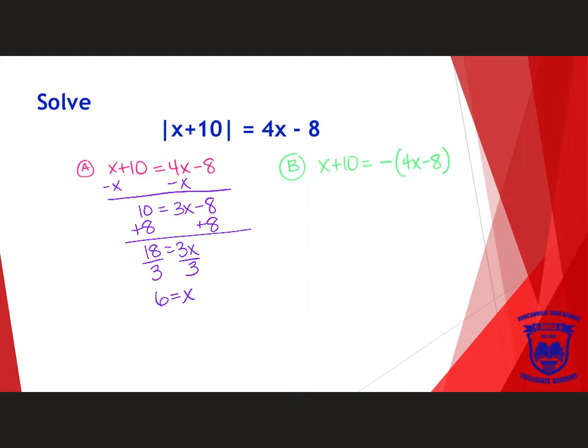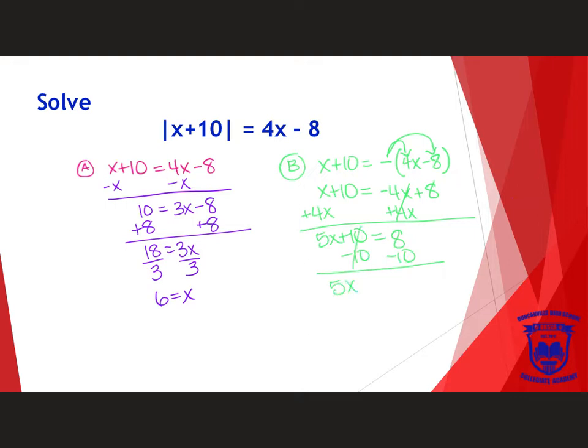In the other one, this negative in front means I'm going to have to distribute it. So I have x plus 10 is equal to negative 4x plus 8 because I distributed this negative here and here. Okay, so this is a negative 4x, so I'm going to add 4x on both sides. So 5x plus 10 is equal to 8. I'm going to subtract 10 on both sides. So 5x is equal to negative 2. And I'm going to divide both sides by 5. So x is negative 2 over 5. So these are the two numbers that I have.